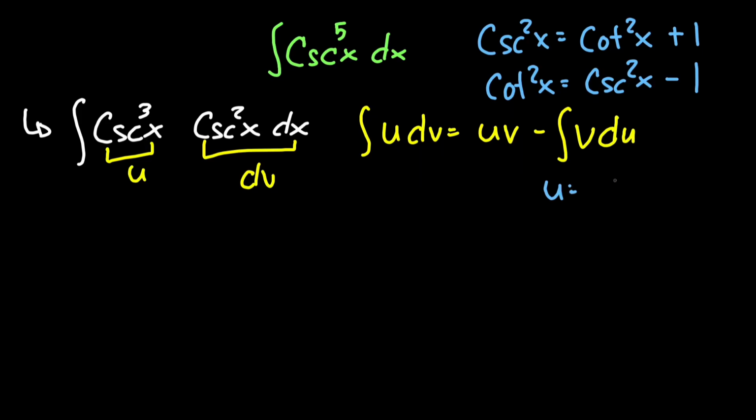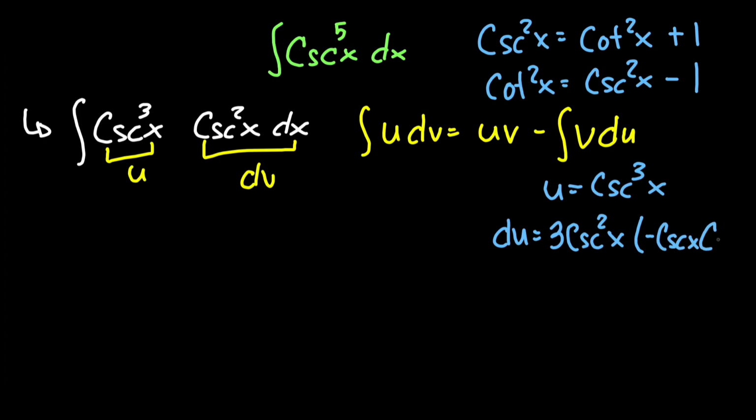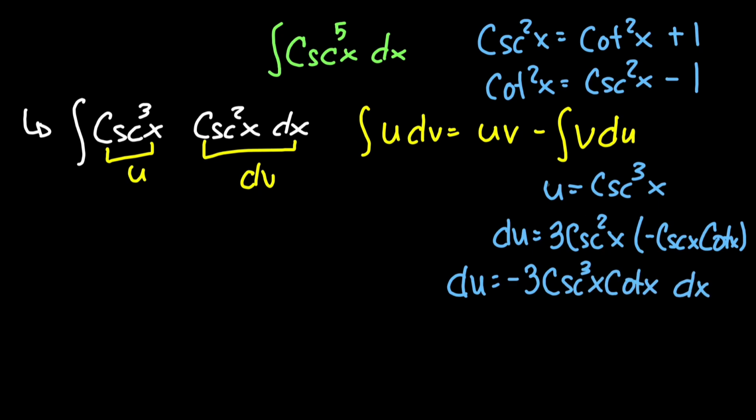So u right here would be equal to cosecant cube of x. The derivative of cosecant cube of x, since this is chain rule because it has an exponent, focus on the exponent first. 3 cosecant 3 minus 1 would be 2 of x, and multiply this by the derivative of cosecant x, which would be negative cosecant x cotangent of x dx. Rewriting this, du right here would be equal to negative 3 cosecant cube of x cotangent of x dx.